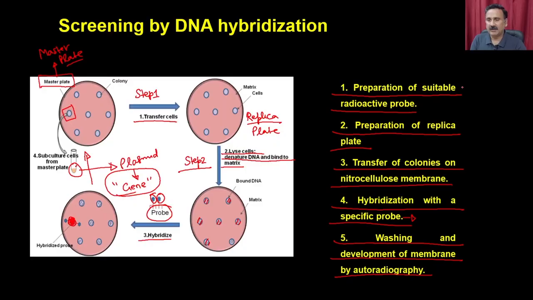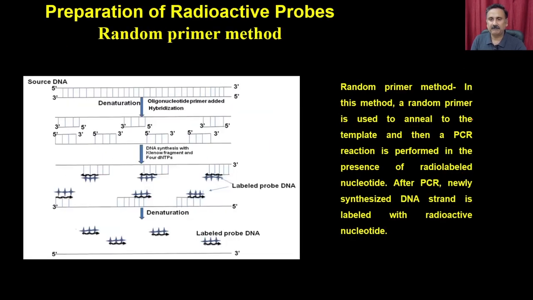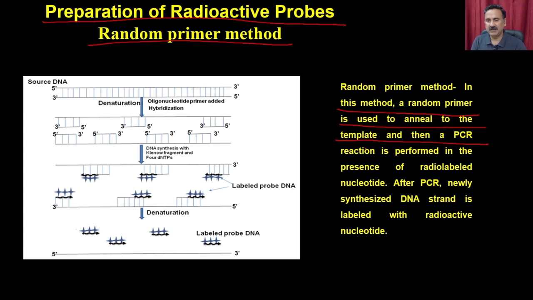Now, how are you going to prepare the radioactive probes? You can use multiple methods of preparing the radioactive probes. You can use the random primer method. In this method, a random primer is used to anneal to the template, and then a PCR reaction is performed in the presence of the radiolabeled nucleotide. After the PCR, the newly synthesized DNA strand is labeled with a radioactive nucleotide.